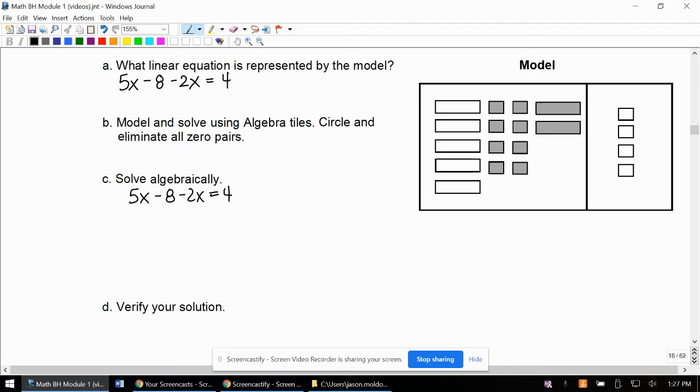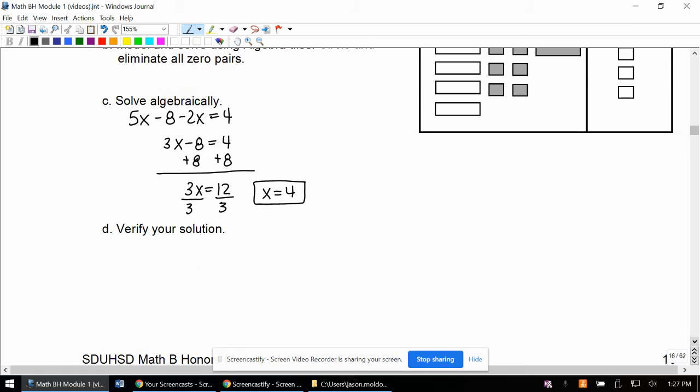All right, so now you're going to start to decide which technique you like. I'm going to do vertical. You can do horizontal. I'm going to combine like terms. 5x minus 2x is 3x. Additive inverse, I'm going to add 8 to both sides to make some 0 pairs. And I'm going to divide both sides by 3 to get x equals 4. Verifies, we're not going to do these for all of them, but let's practice another one.